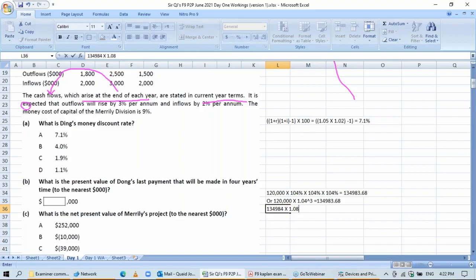So we will take it back for 4 years. So 1.08 to the power minus 4. This gives me the present value amount. So the present value amount is 99,217.27, and if we round it off, this makes 99,000. So our answer over here is 99,000 to the part B.